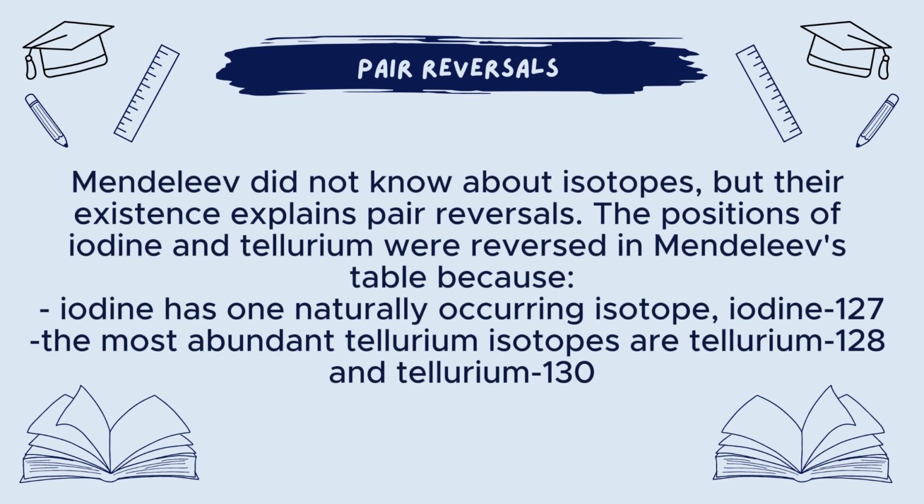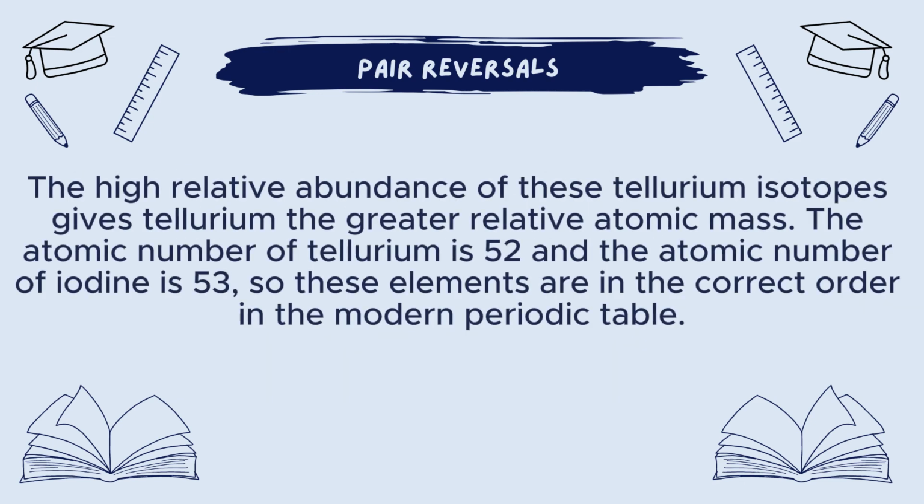Mendeleev did not know about isotopes, but their existence explains pair reversals. The positions of iodine and tellurium were reversed in Mendeleev's table because iodine has one naturally occurring isotope, iodine-127. The most abundant tellurium isotopes are tellurium-128 and tellurium-130. The high relative abundance of these tellurium isotopes gives tellurium the greater relative atomic mass. The atomic number of tellurium is 52 and the atomic number of iodine is 53. These elements are in the correct order in the modern periodic table.